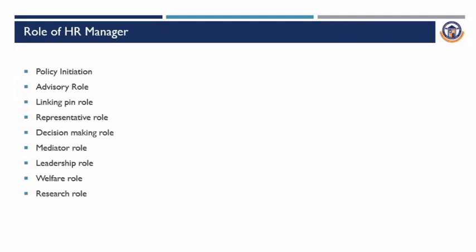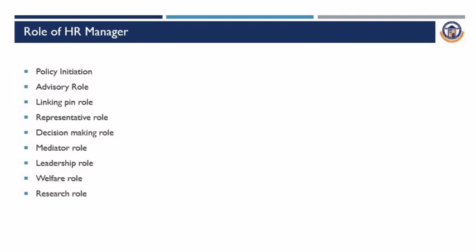So whenever a conversation or communication has to be done, he has to communicate the employees' mindset to the higher level people and the higher level people's opinion to the employees. So he is called the linking pin. Next is the representative role, and he should act as a representative for the employees who are in the organization. Next is the decision making role. An HR manager has to be good at decision making. When a problem arises, he should be good at the decision making process without any biases.